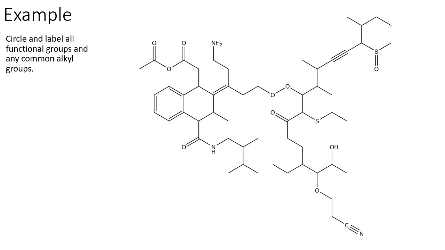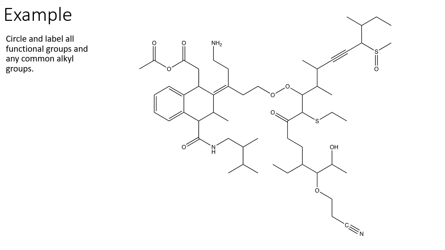So next, let's go through and do an example where we circle and identify all the functional groups, label them with their correct spelling and their correct name, and any common alkyl groups that we find as well. So alkyl groups could be things like ethyl groups, propyl groups, sec-butyl groups. We just want to practice using some of those common names of alkyl groups as well.